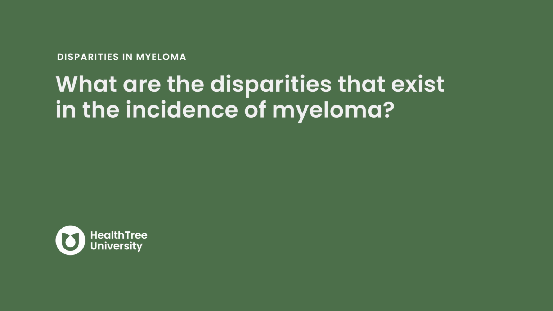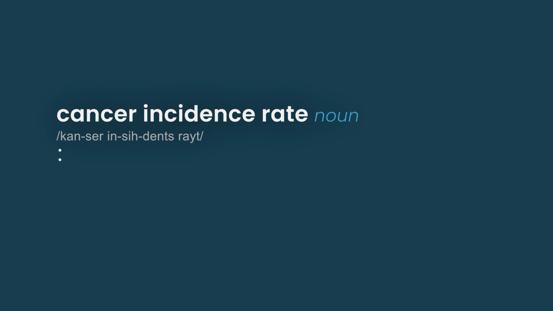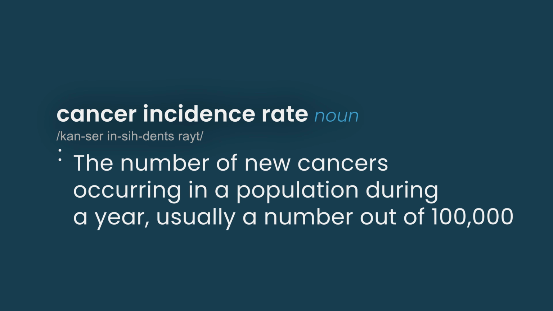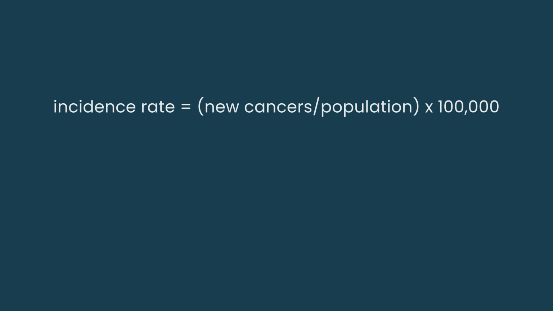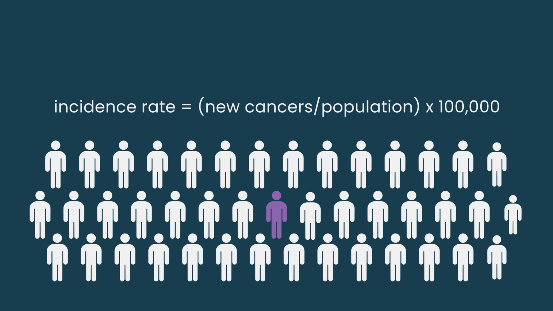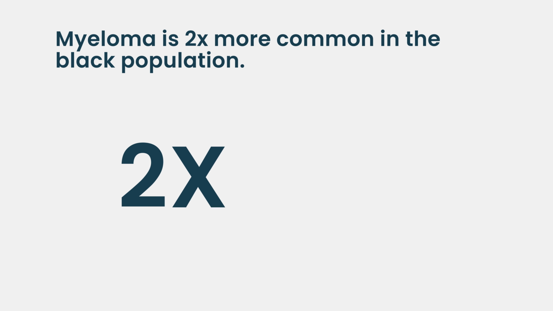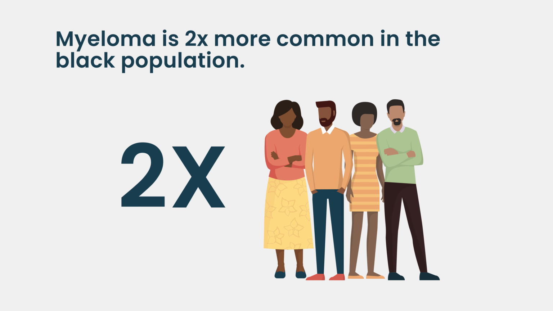What are the disparities that exist in the incidence of myeloma? So, incidence is a way that we measure how many patients have a certain disease. And the classic way we describe incidence is if you get 100,000 people, how many of those 100,000 people have myeloma? Or how many have breast cancer or colon cancer? It's a good way when you get a group of people to say, well, how often does this occur? This is actually a blood cancer that is 2 times more common in the African American population.